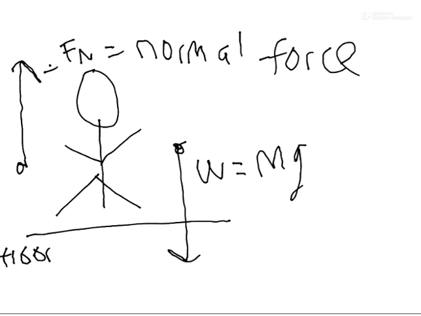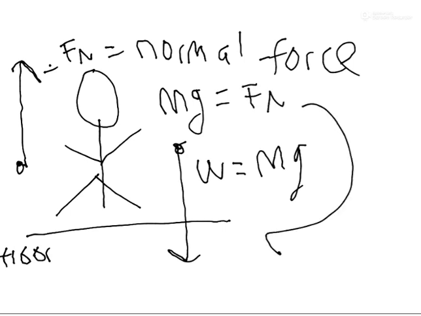And in this example, the force of the floor pushing at the person is equal to the force of the person pushing down at the floor. So in this case, mg is actually equivalent to Fn, and we're in a state of equilibrium because there's no movement. The person is standing still because the normal force is equivalent to the weight of the person, or the mg.